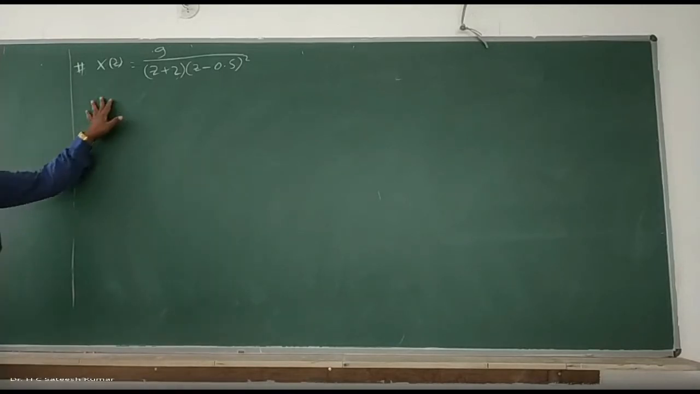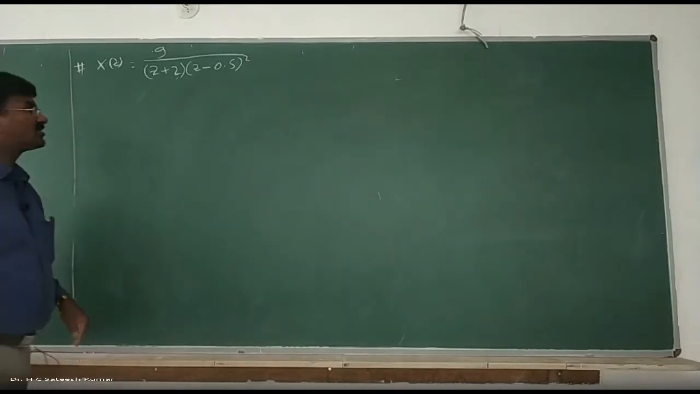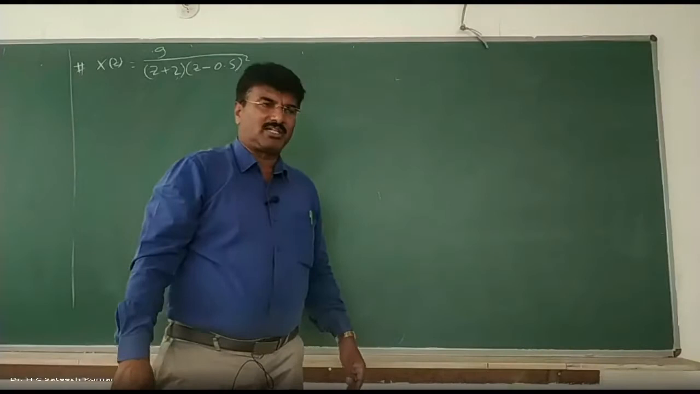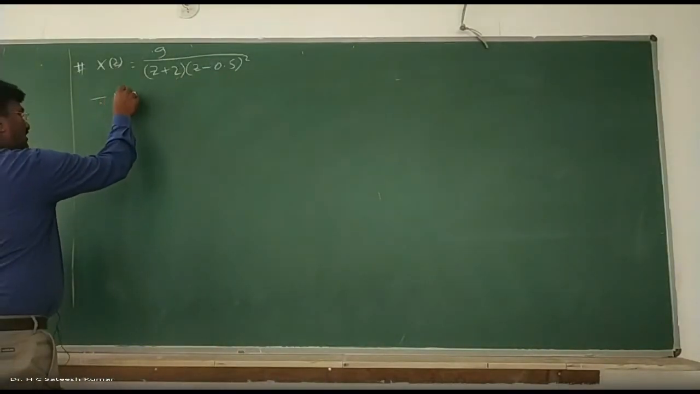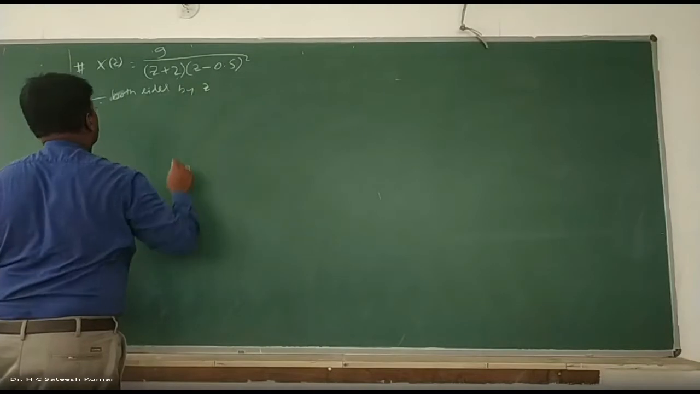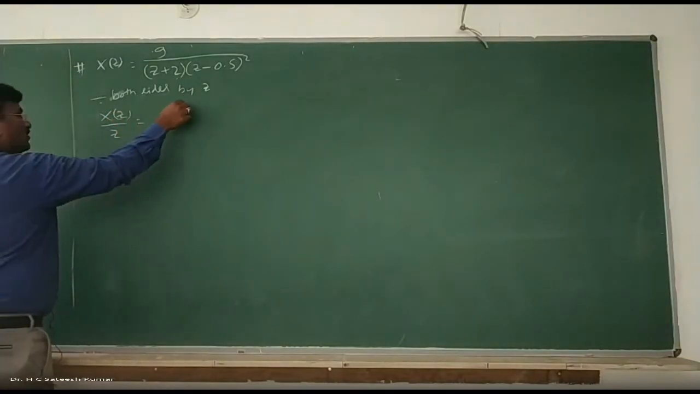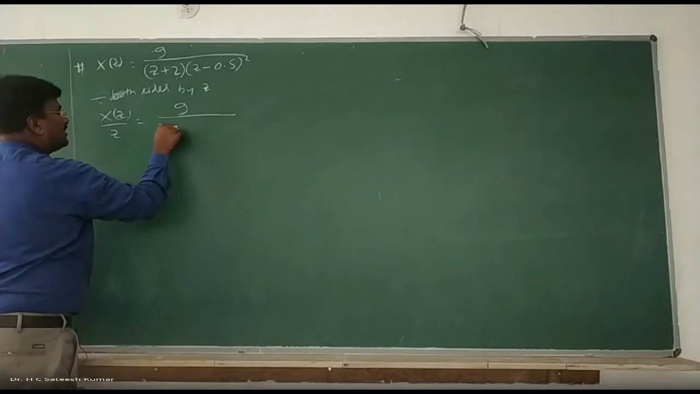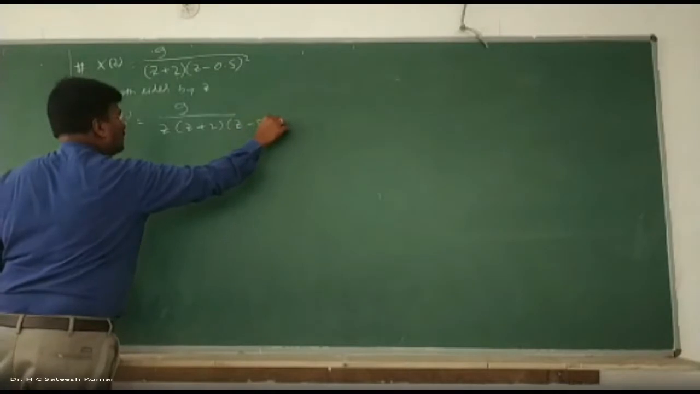Anyhow, z is not there in the numerator, but actually we'll have to go for the partial fraction of x of z by z. But z is not there. Therefore, what should you do? Divide both sides by z. Then what will you get? X of z divided by z is equal to 9 divided by z into z plus 2 into z minus 0.5 whole square.